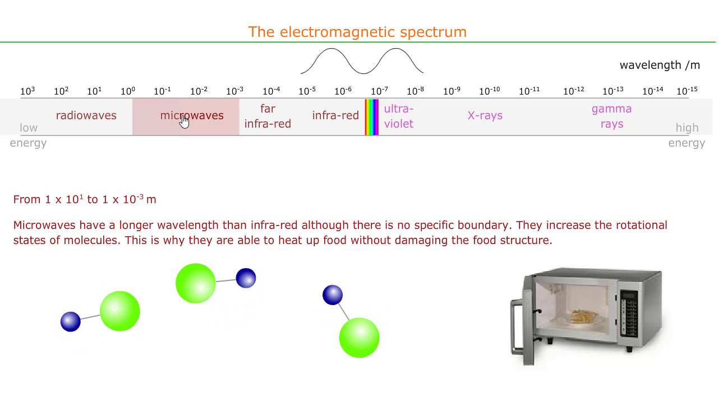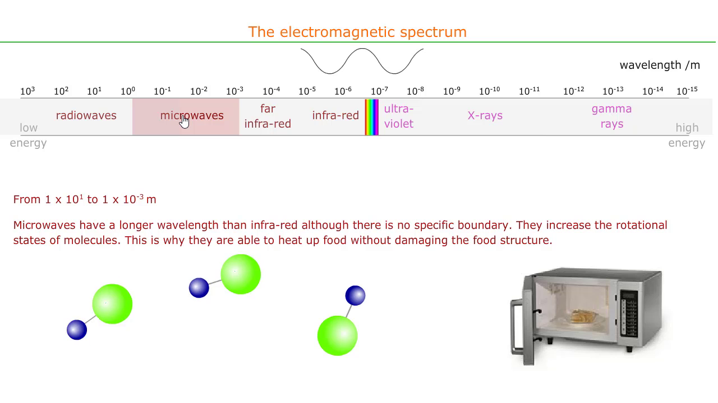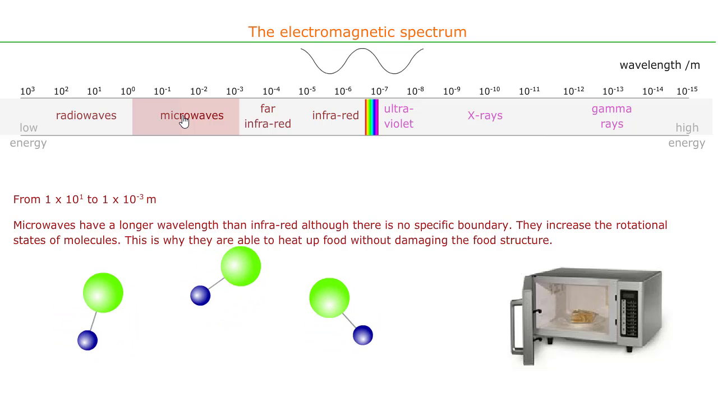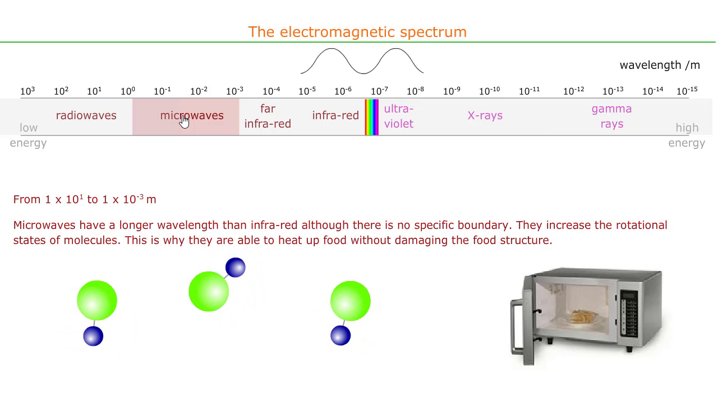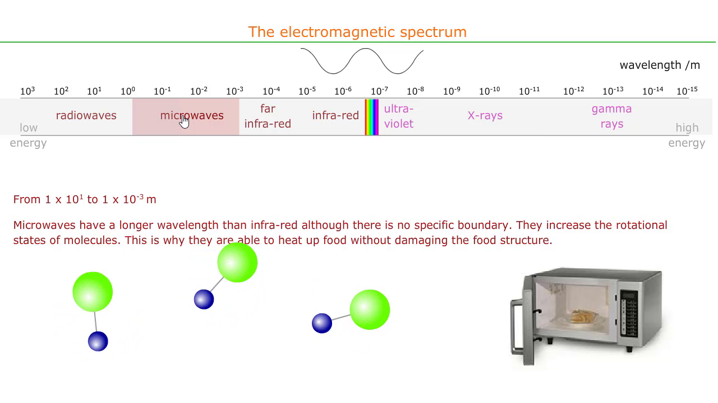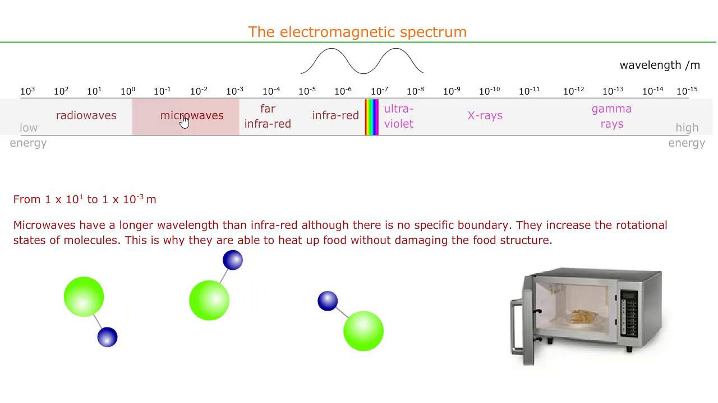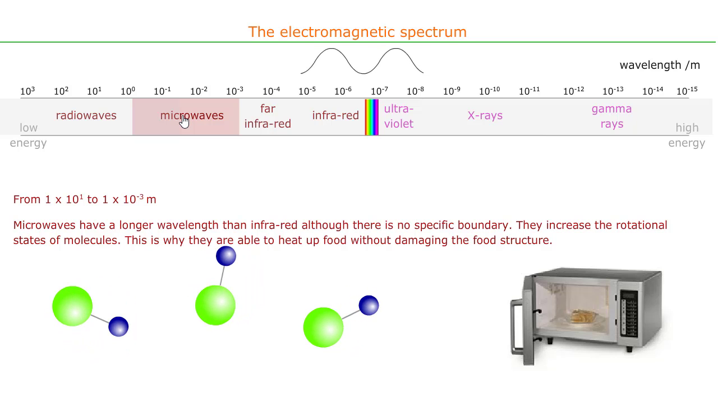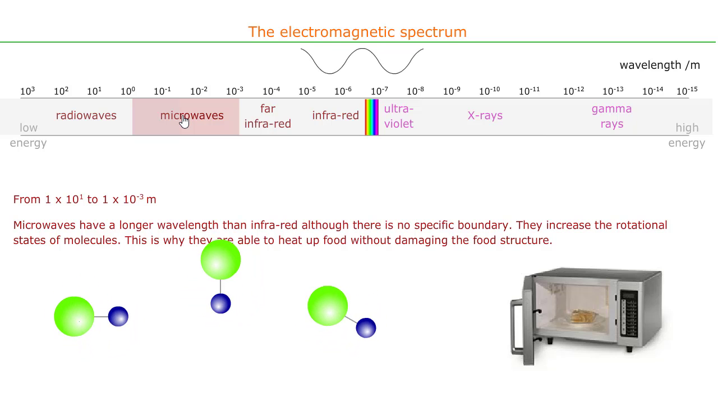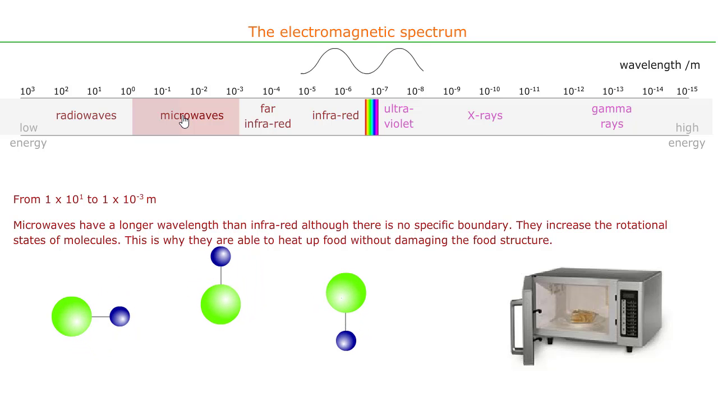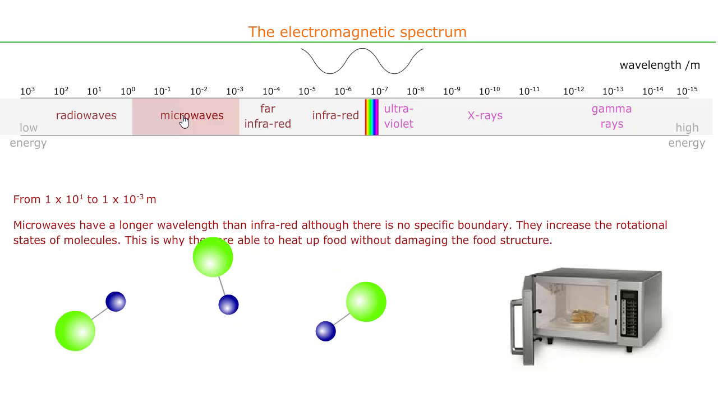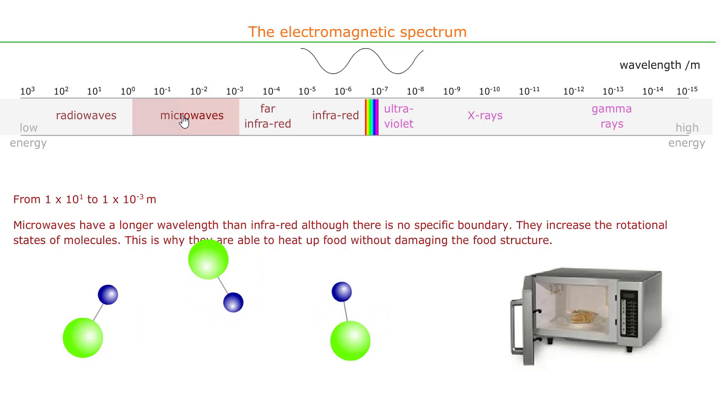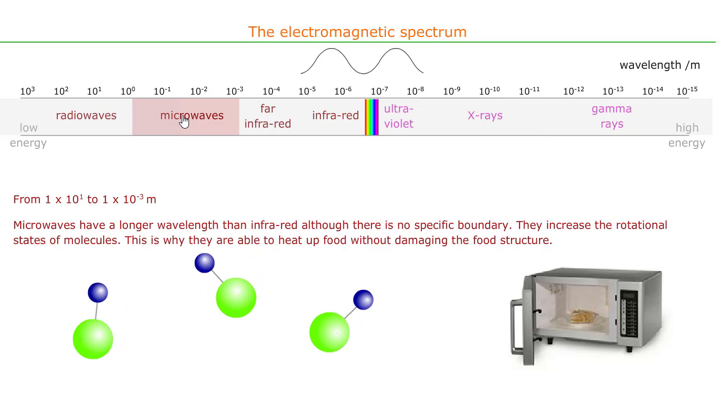Microwaves cause the molecules themselves to change their rotational states. So there we've got an example of a hydrogen chloride molecule, for example, rotating. The rotations can absorb energy at microwave level to increase the rotations. So if we increase the rotations in water, effectively we're giving water more energy, and that means the water will get hotter, it will vibrate more, and therefore the food that contains water will heat up. So microwaves are used for heating food up.